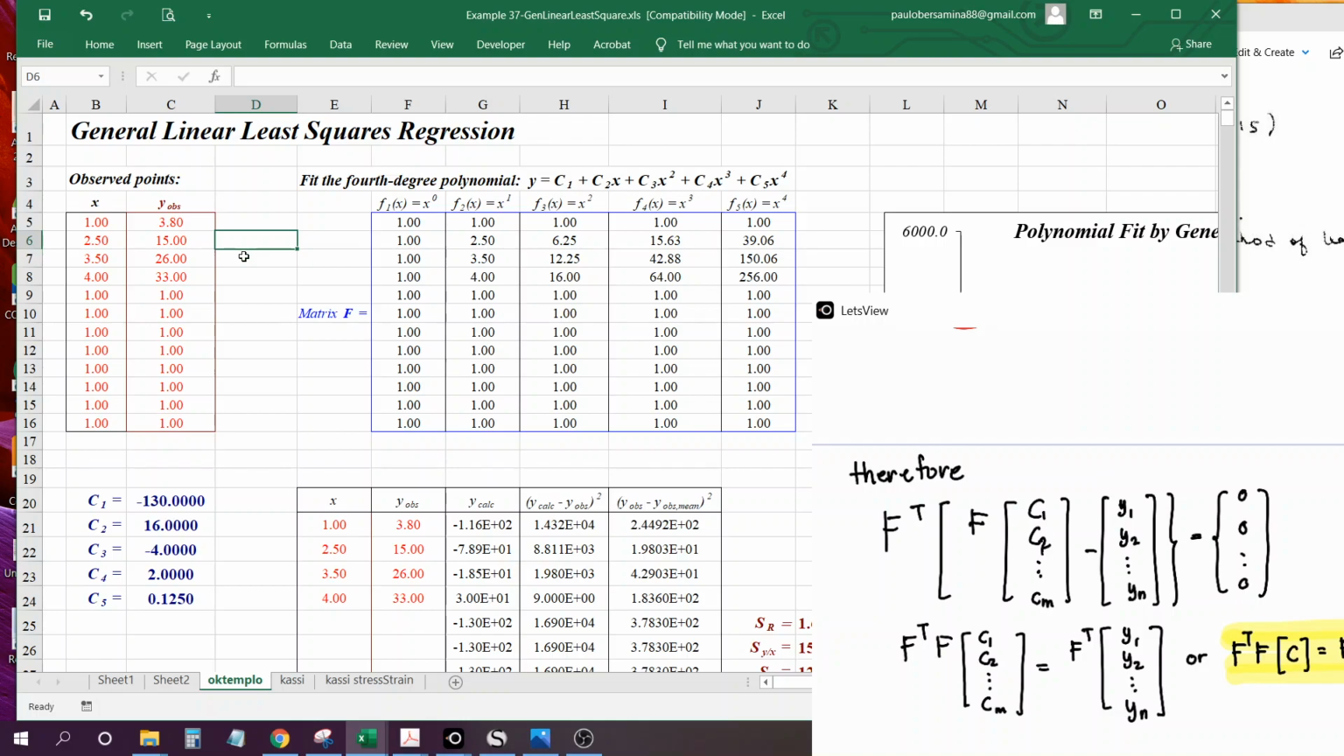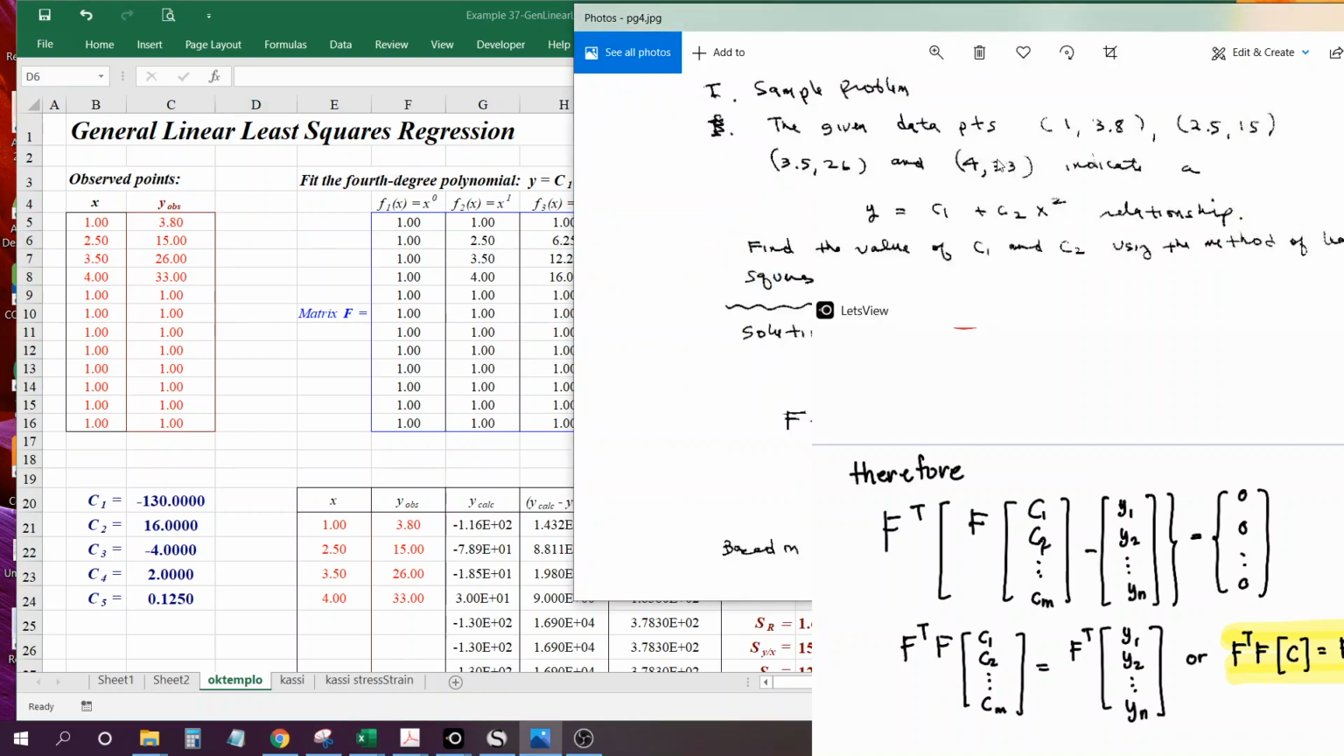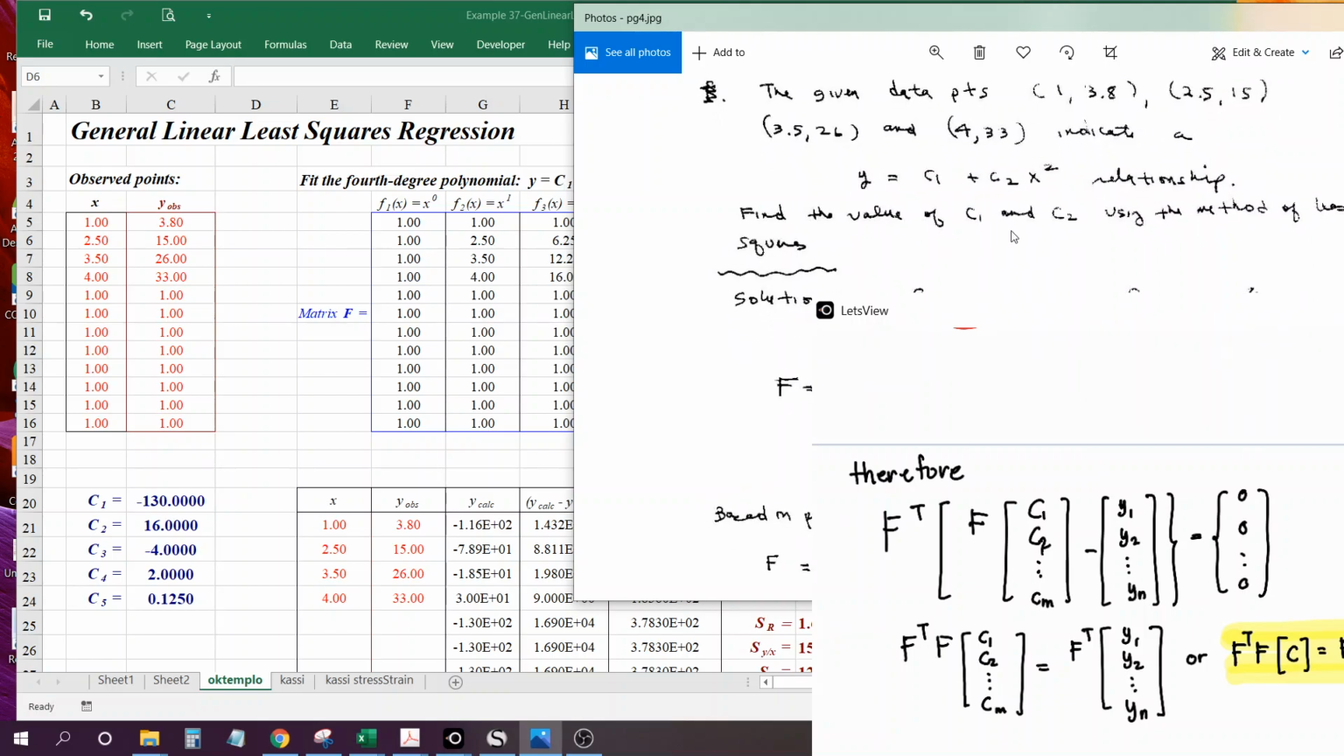Okay, as a disclaimer, I also got this spreadsheet in Google, sometime maybe 5 years ago. Okay, so we have observed points (1, 3.8), (2.5, 15), (3.5, 26), (4, 33). Now the instruction is to indicate a y equals c1 plus c2x squared relationship. Okay, of course, then find the value of c1 and c2.